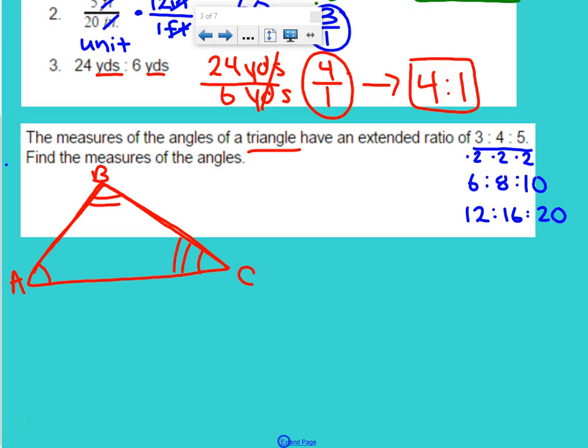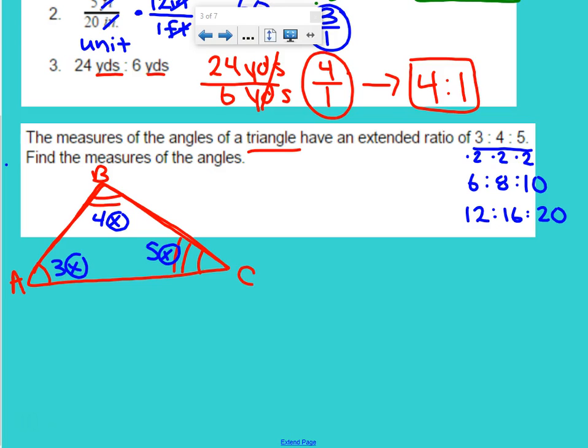So our angle measures are going to be 3x, 3 times some number x, and then 4x, multiplying by the same number as we multiplied 3 by, but now we're multiplying it by 4, and then 5x. So we know they have that ratio of 3, 4, 5. We just need to find out which number we are multiplying the 3, 4, and 5 by.